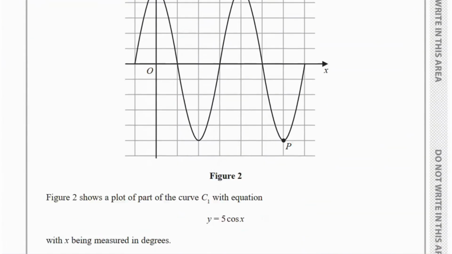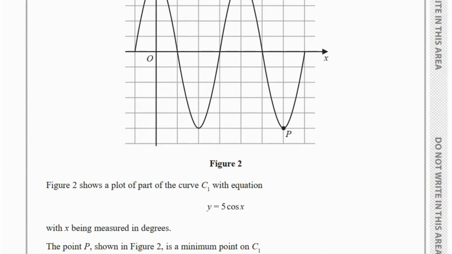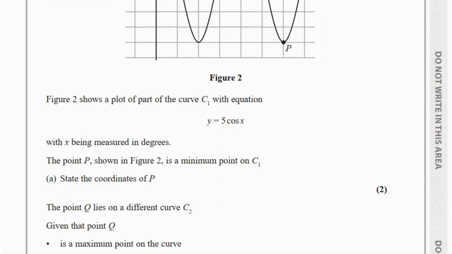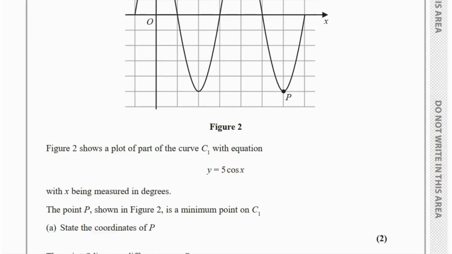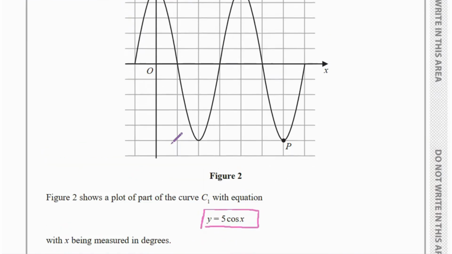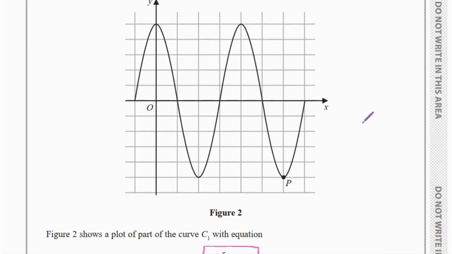Then it says figure 2 shows a plot of part of the curve C1 with equation y equals 5 cos x, with x being measured in degrees. The point P shown in figure 2 is the minimum point on C1. State the coordinates of P. So you also learned about transformation of trigonometric equations in your IGCSE. We have the equation of C1 as y equals 5 cos x, and we have to state the coordinates of P. That's shown on the diagram.